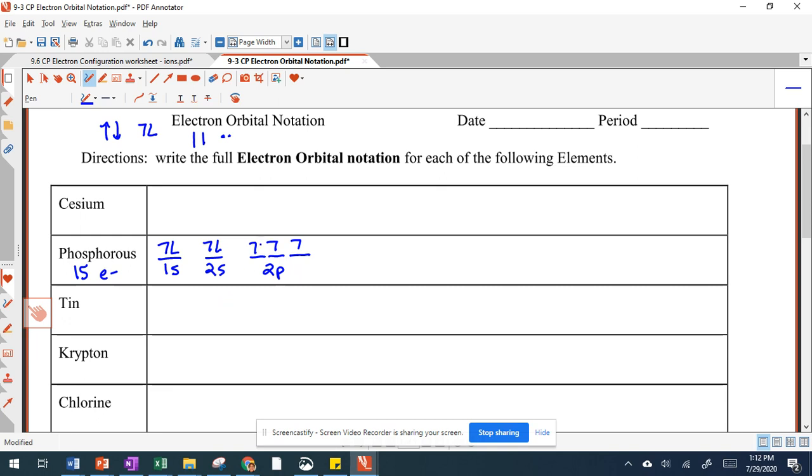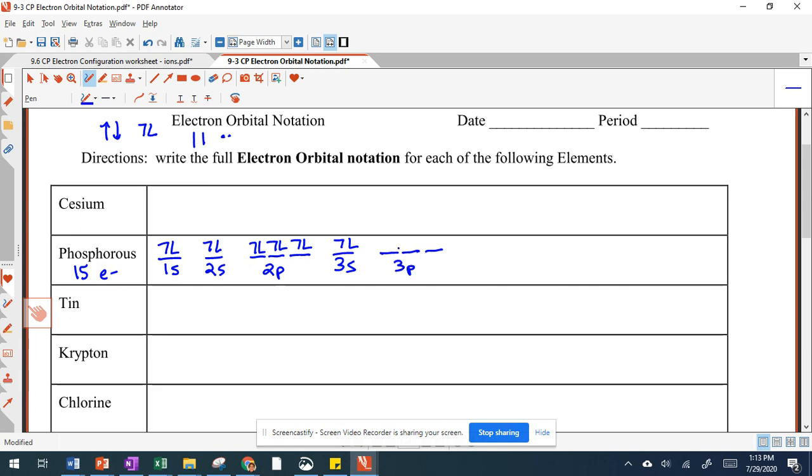You notice I'm putting 1 in each first before I fill them up. Now we've used 10 electrons. We just have 5 more to go. After 2p comes 3s. So I'm going to put 2 electrons in that. And then after 3s comes 3p. We have 3 more electrons to go.